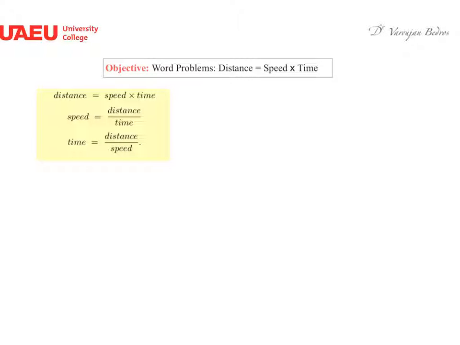In this video, you will learn some of the basic concepts of calculating the distance traveled. There is one basic rule you have to remember, which is given by distance equals speed times time. If we divide both sides by time, we get the second rule. And if you divide both sides by speed, you get this third rule.